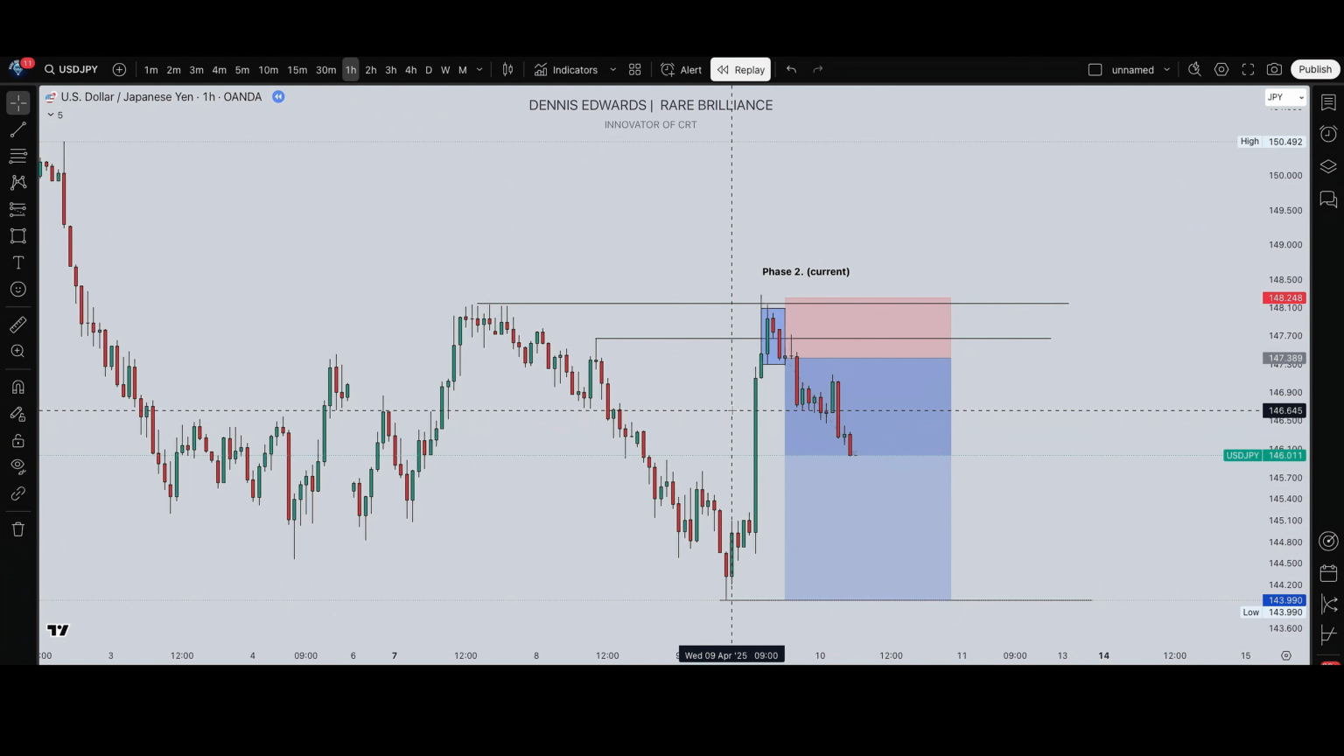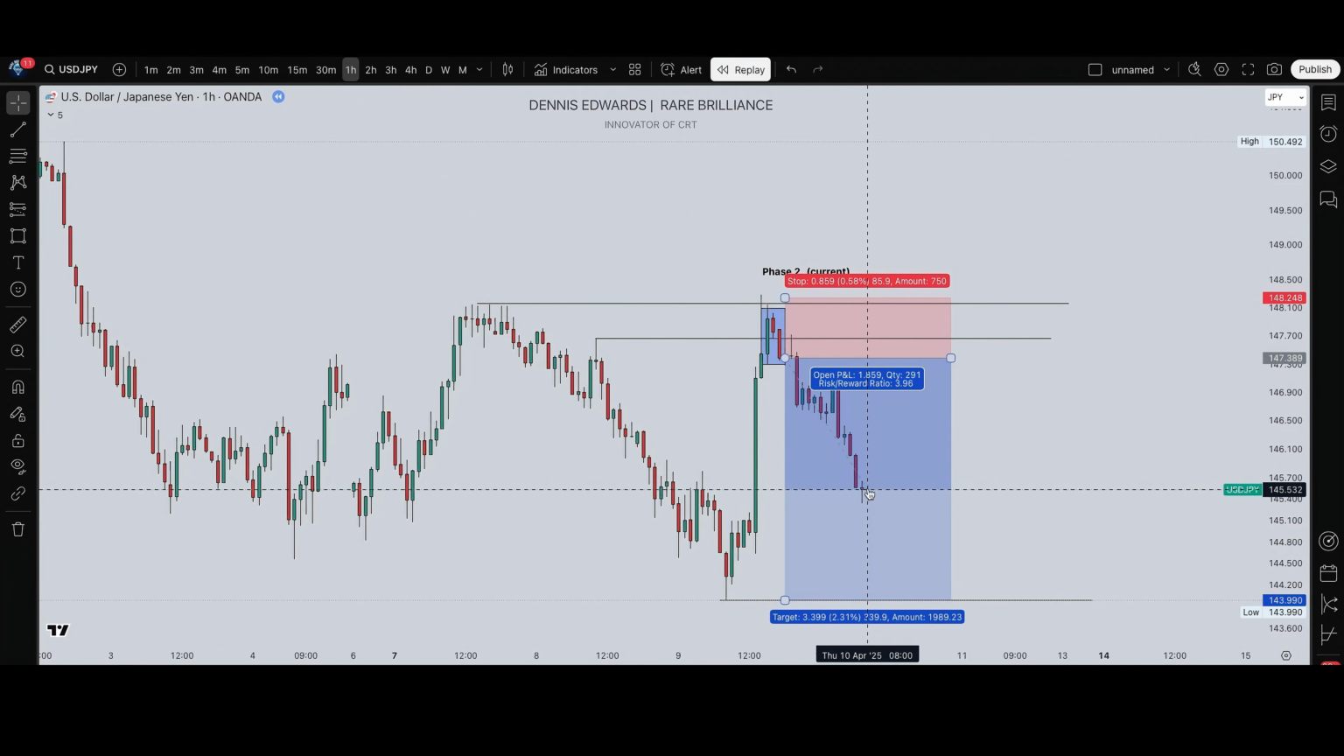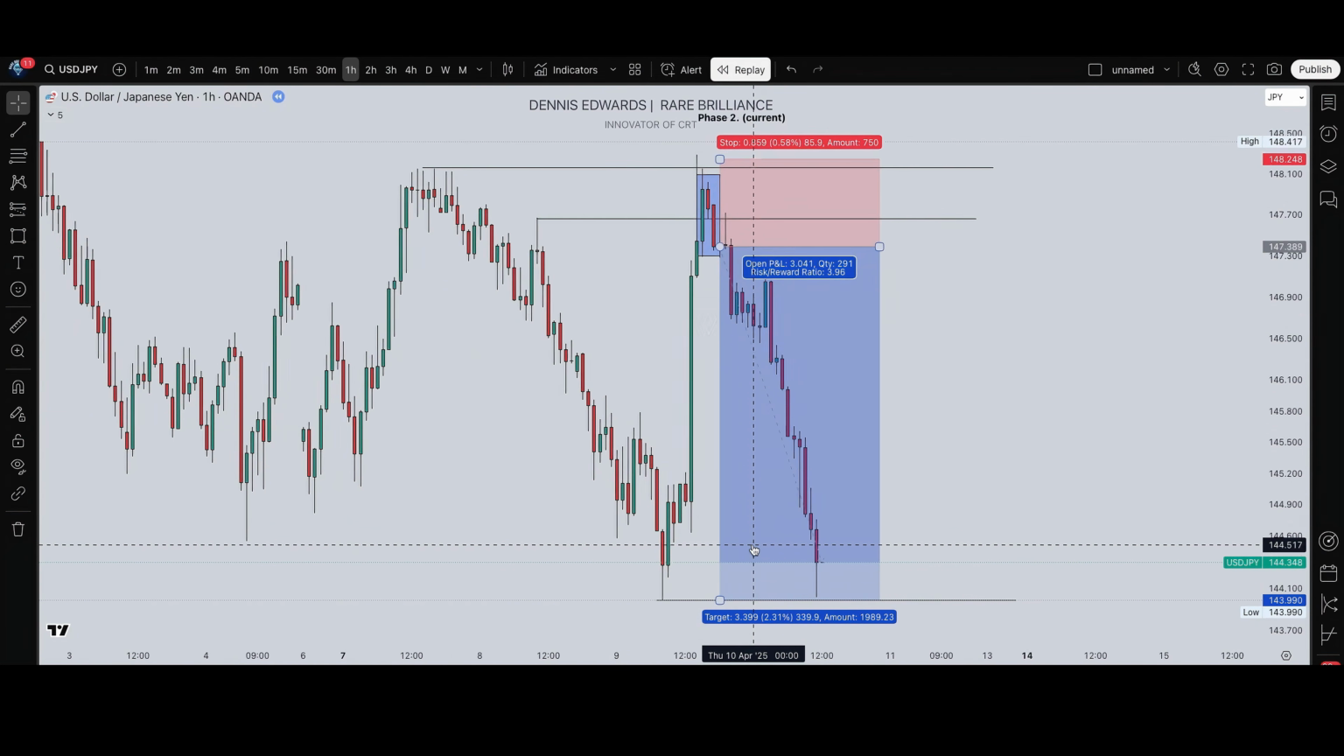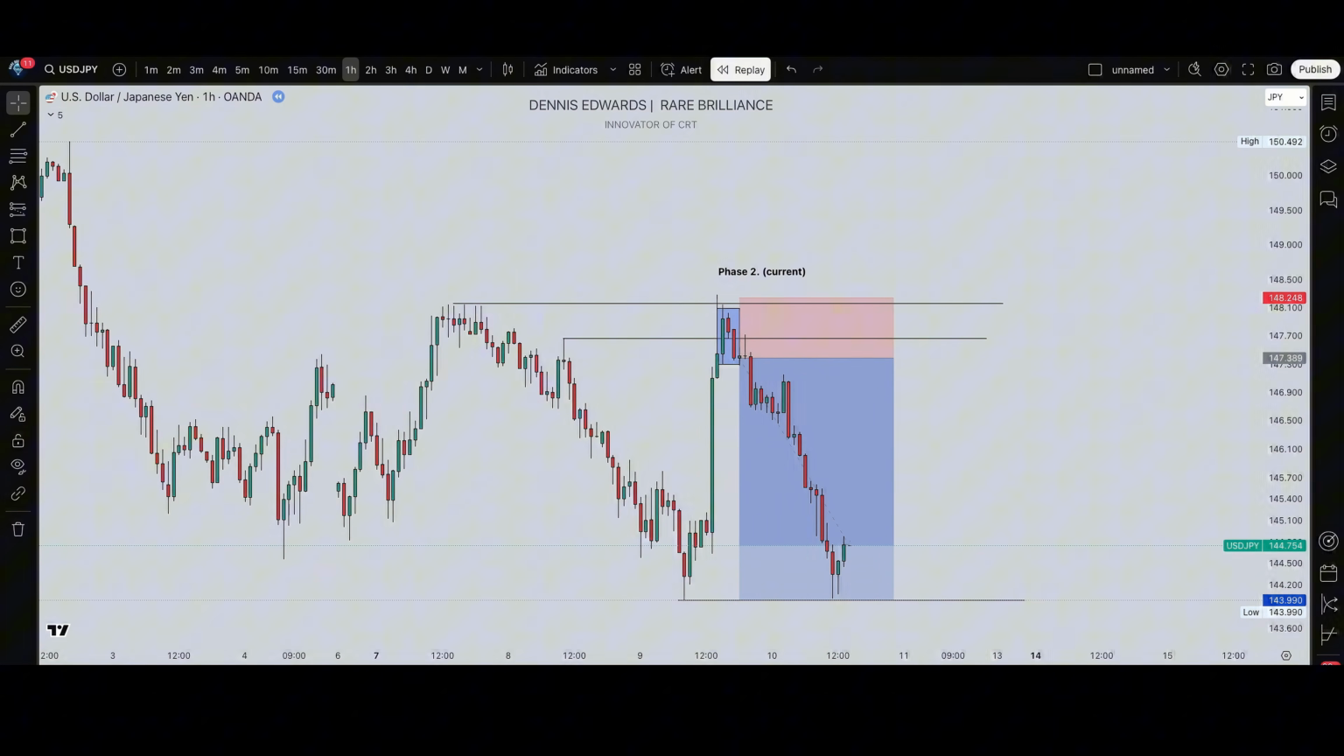Okay. Starting to pick up our directional bias. Bullish. We're almost at the low. And there you pretty much have it. It's pretty much close enough.